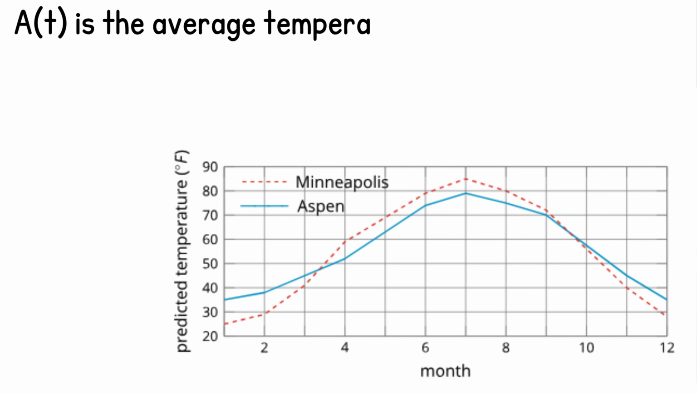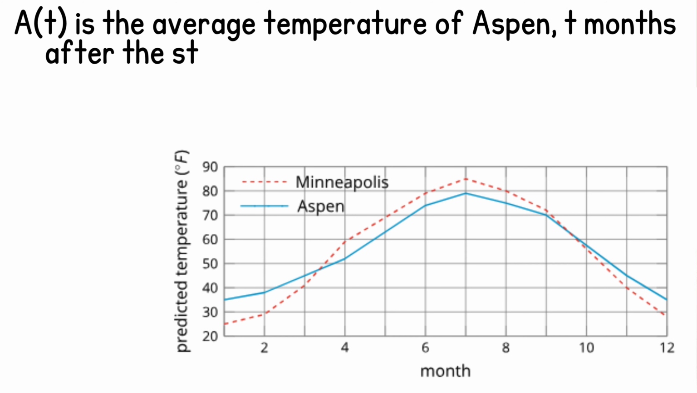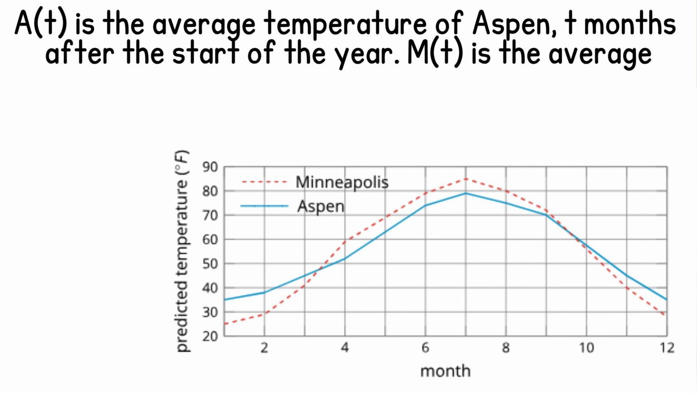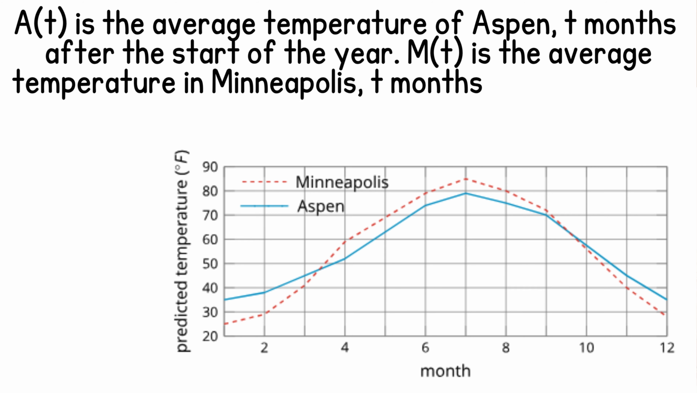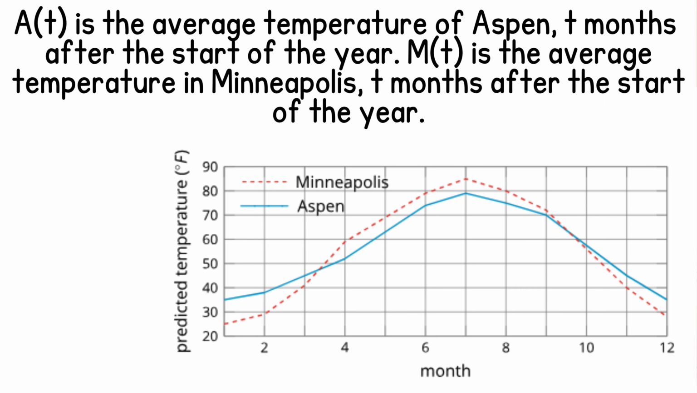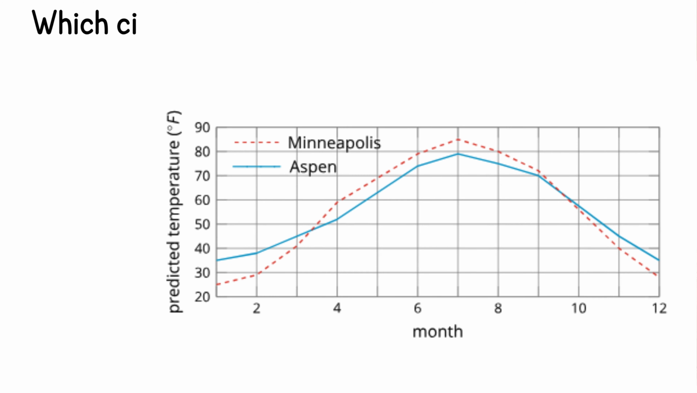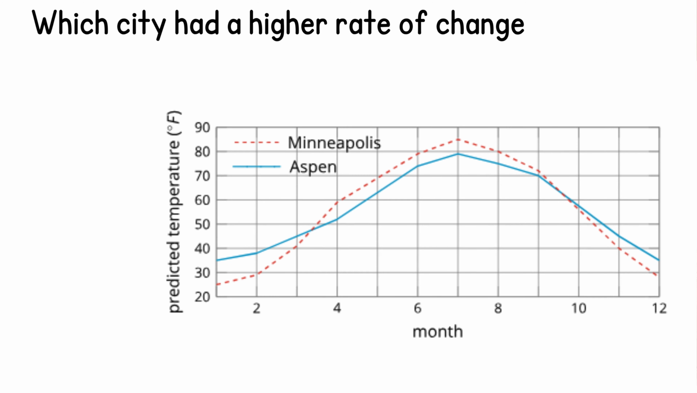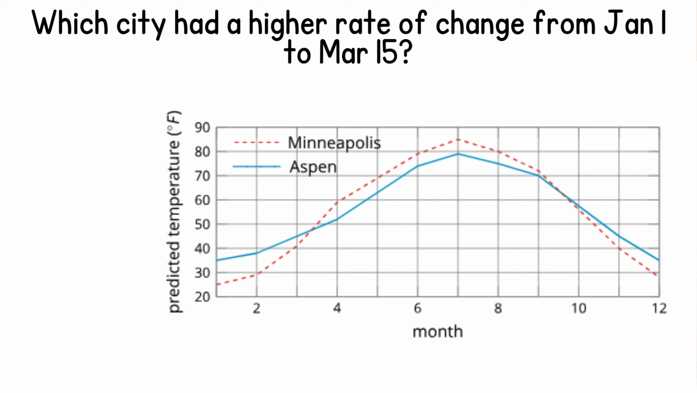Here's another example. A of T is the average temperature of Aspen T months after the start of the year. M of T is the average temperature in Minneapolis T months after the start of the year. We want to know which city had a higher rate of change from January 1st to March 15th. Looking at the graph tells us that the x-axis represents the month and the y-axis represents the temperature. The solid blue line represents Aspen, and the dotted red line is for Minneapolis.